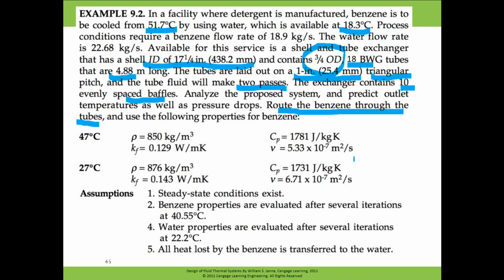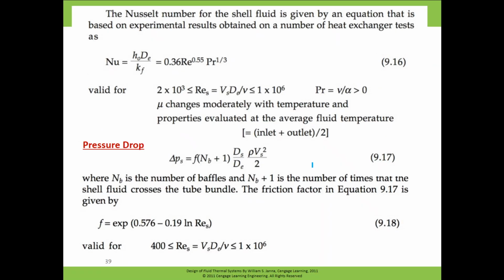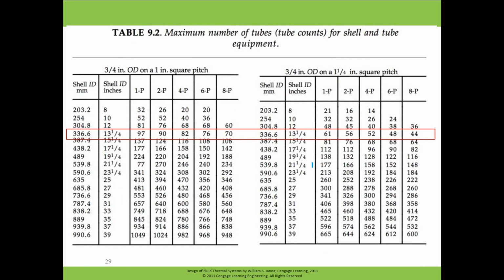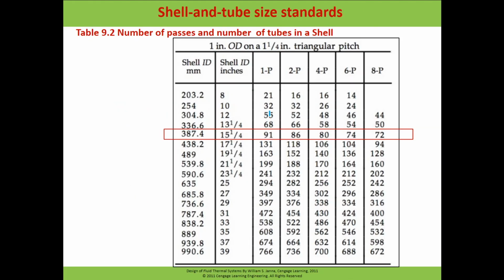And what about the distribution? The distribution is triangular and the pitch of the distribution is 1 inch. So this is 1 inch and triangular distribution. For that, we need to go to the table and find out how many tubes can be accommodated in the shell diameter of 438.2 millimeter.